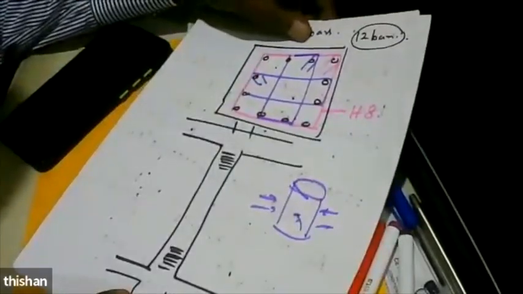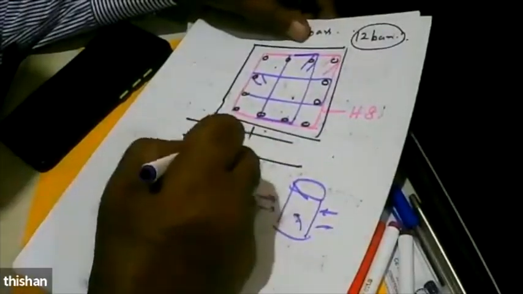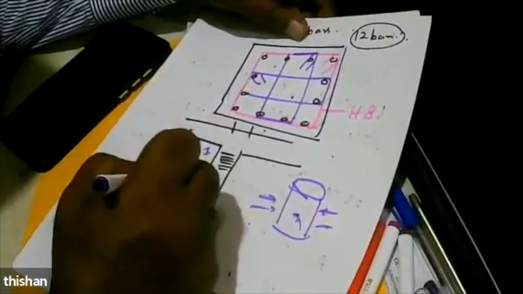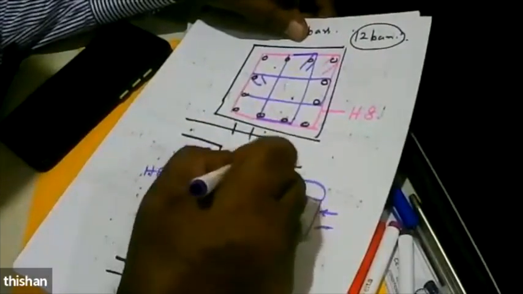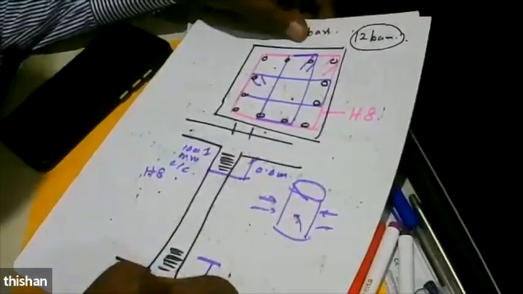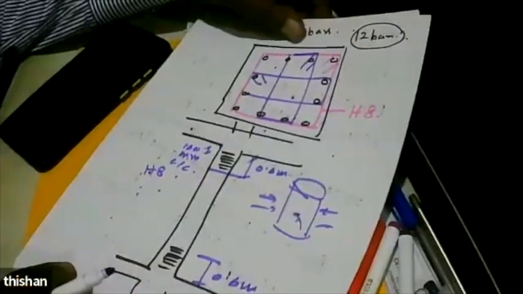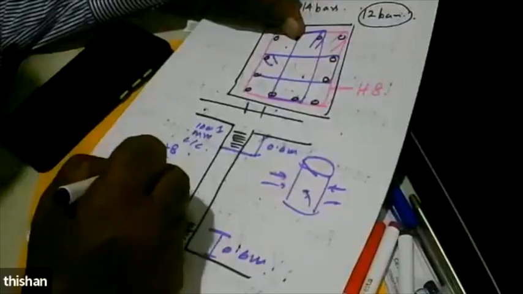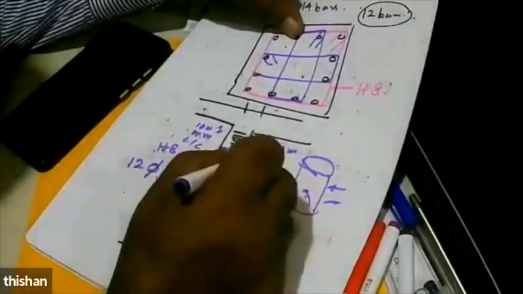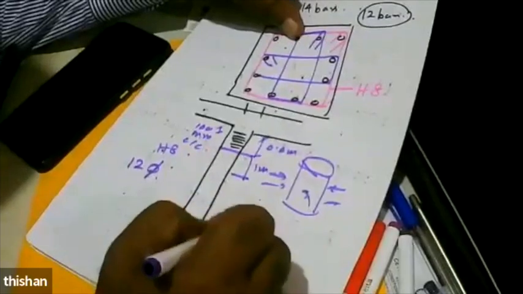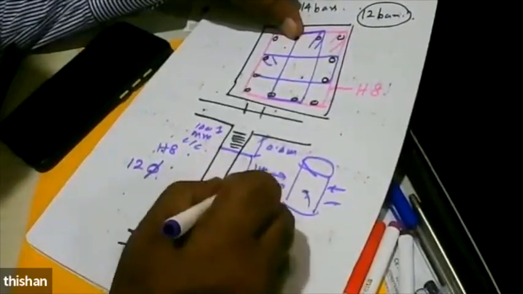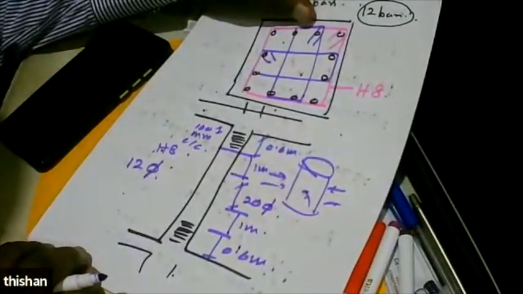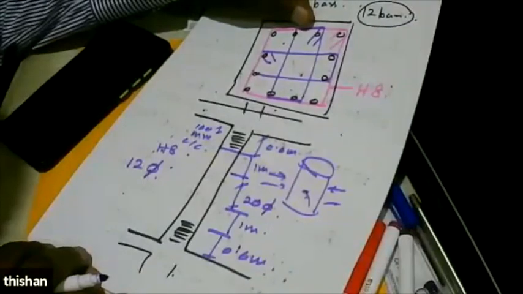Strength is very high. So we confine the concrete, so we provide something like 100 millimeter center to center H8 bars for about 0.6 meters. Then I relax it to about 12 times diameters for about another 1 meter. And the remaining part, I can go up to 10 times that, because there's no way the center of the column can fail.